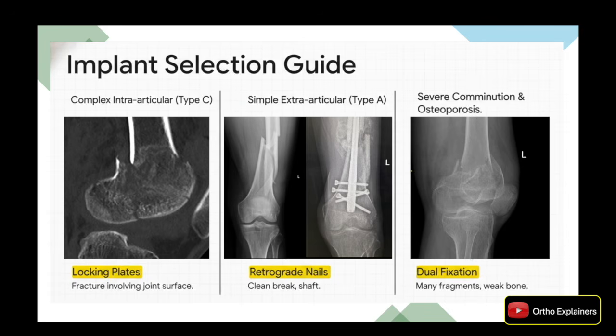Now, if it's an extra-articular pattern, a type A, the nail's biomechanics are your best friend. But, and this is the key, if you see that massive metaphyseal comminution, that blowout pattern in really awful bone, that should be an immediate red flag. That's when your brain needs to switch gears and seriously consider dual fixation.